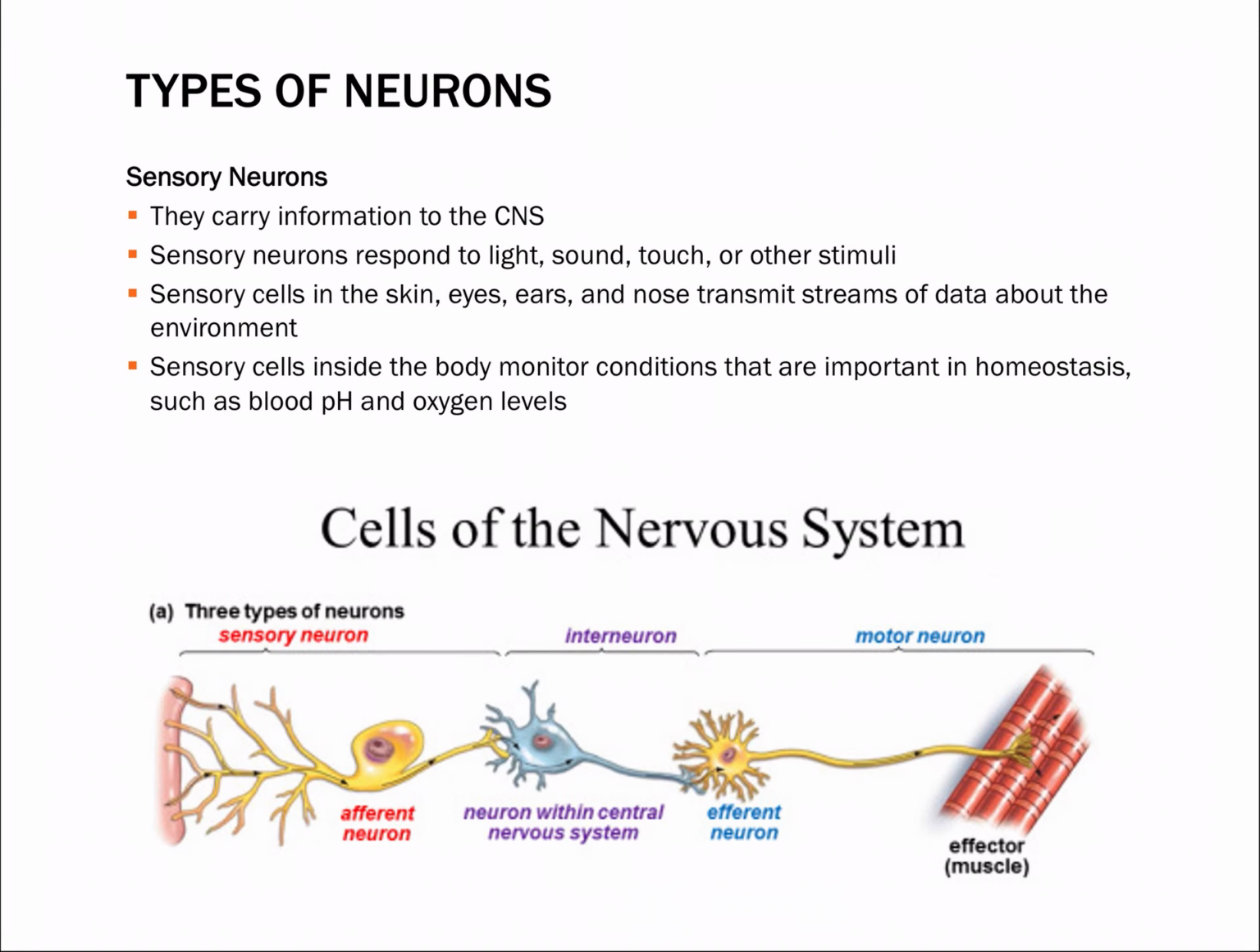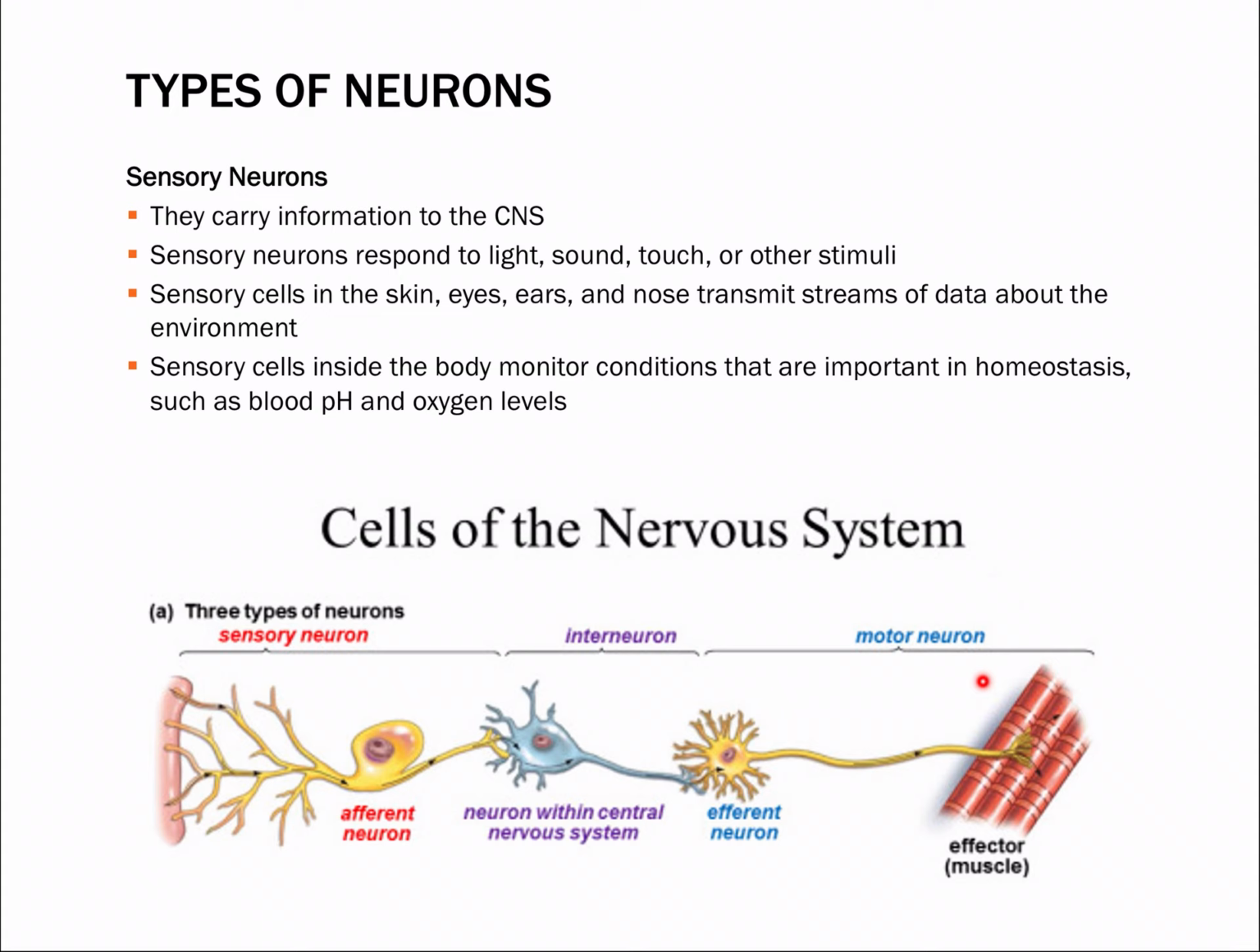So there's different types of neurons. So again, the neuron is this cell, and these are all examples of different types of neurons here, and these are all connected to each other and ultimately eliciting a response to an effector. But sensory neurons do just that. They sense information, and then they carry that information via afferent pathways to the central nervous system. So what does a sensory neuron sense? Well, it looks for light, sound, touch, other stimuli. Anything that's going to elicit a response had to initially come from a sensory neuron.